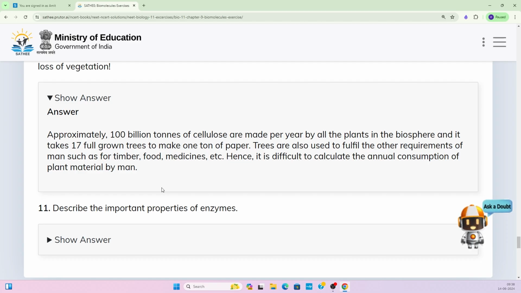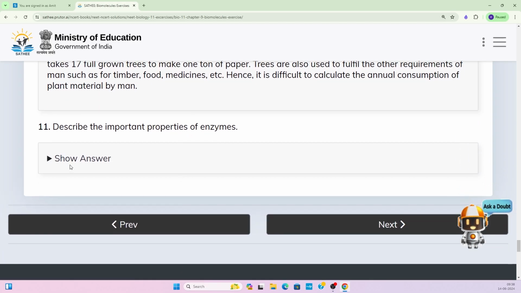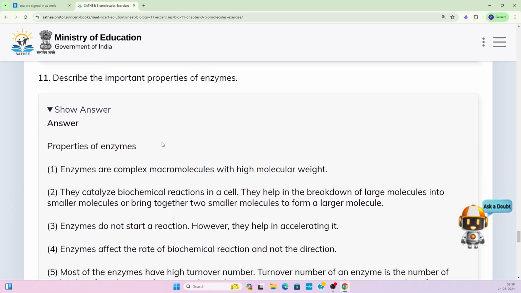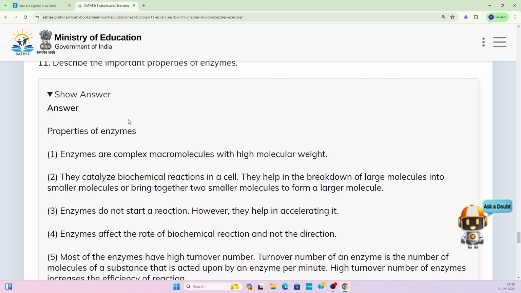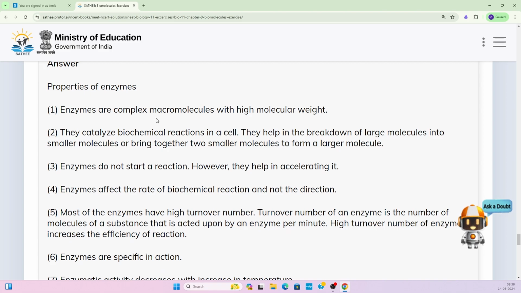Right? Describe the important properties of enzymes. So here comes the last question of this chapter. Describe the important properties of enzymes. So going to the answer, properties of enzymes. The first property is enzymes are complex macromolecules with high molecular weight. So this enzyme is a complex macromolecule with a high molecular weight.